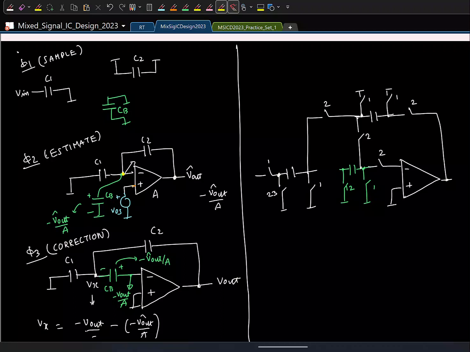And the right plate of C1 is connected to the bottom plate of CB. This is the bottom plate of CB, right plate of C1. I have to short the two. One more switch. Okay. And finally C2 connection will change. So C2 will now connect to right plate of C1. So this is C2. I want to connect it to here, right? So I'll go ahead and put one more switch like this.